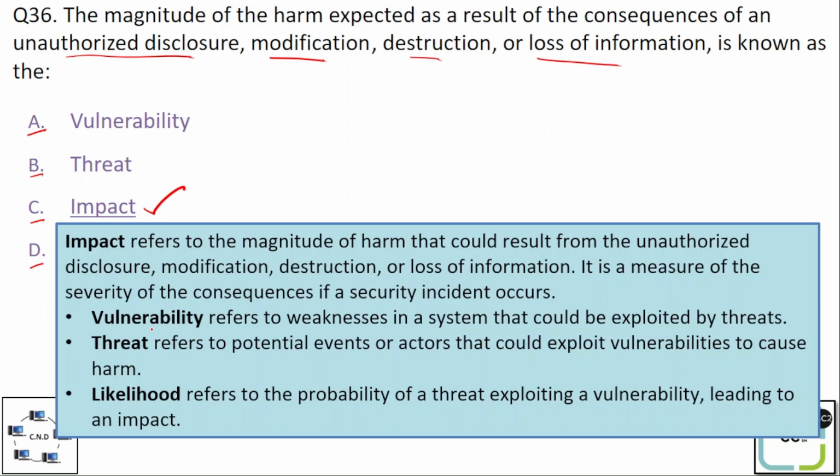The other options, such as vulnerability, refers to a weakness in a system that could be exploited by threats. Threat refers to potential events or actors that could exploit vulnerabilities to cause harm. And likelihood refers to the probability of a threat exploiting a vulnerability leading to an impact.